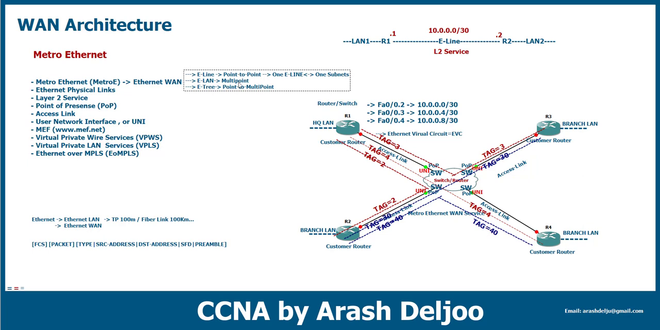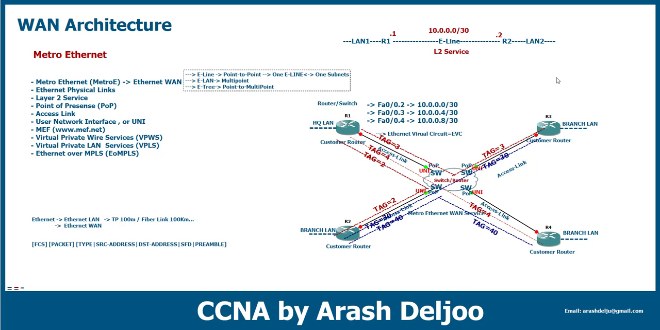Now let me talk about the E-LAN. What is the E-LAN? E-LAN means the multi-point Ethernet WAN service. As you can see here, when you are using point-to-point Ethernet WANs, actually you need multiple E-Lines, and when you have many sites and you want to connect all of these sites to each other, it is not so efficient to configure multiple E-Lines. It is better to use the E-LAN services.